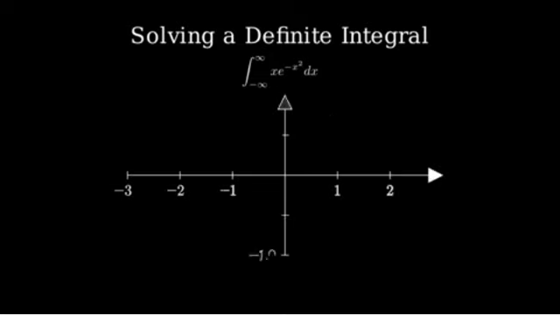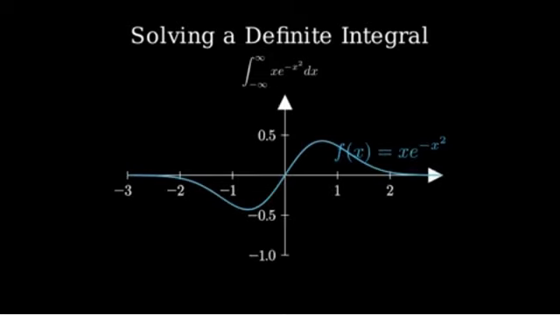times e to the negative x squared from negative infinity to infinity. This is our integral. The integral from negative infinity to infinity of x times e to the negative x squared dx. Before we dive into solving this, let's visualize what this function looks like. Here's the graph of x times e to the negative x squared. Notice something interesting about this function.